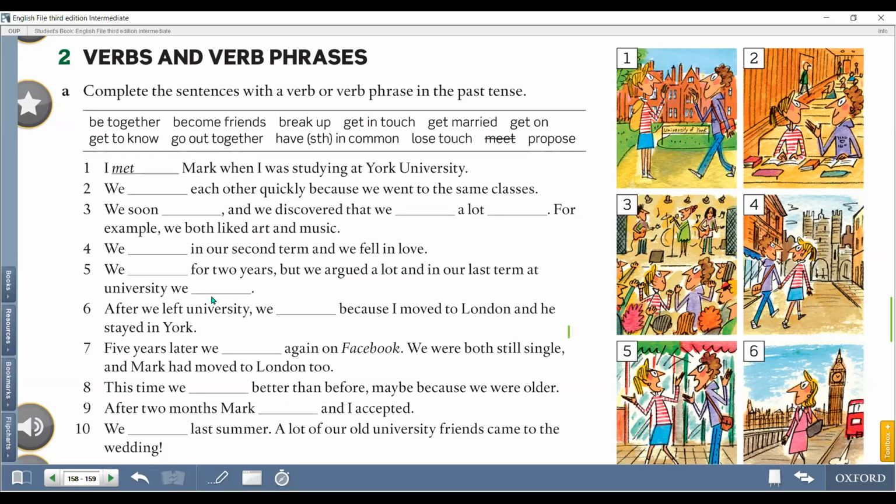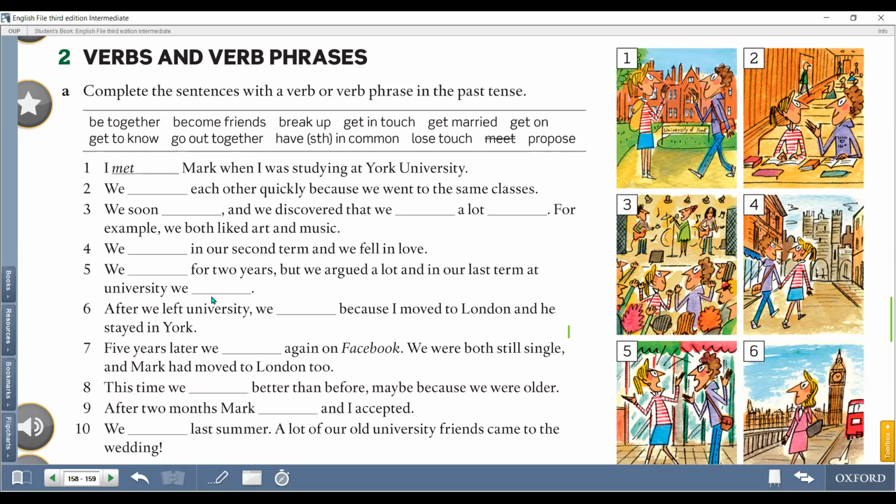For 2 years. What's happening? Together. We were together for 2 years, but we argued a lot in our last term at university.